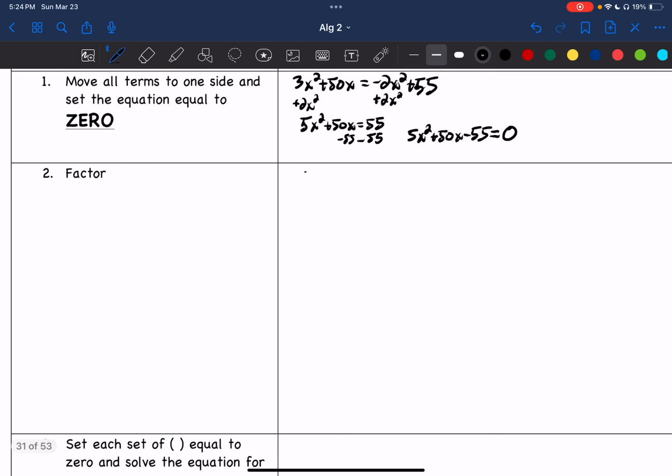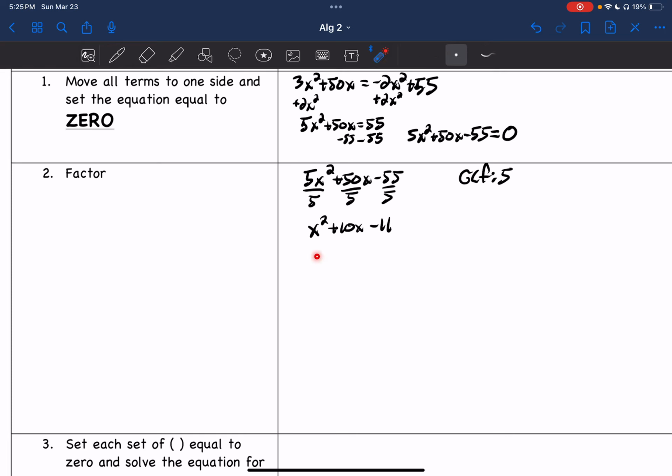So now we're going to want to factor our quadratic. We need 5x squared plus 50x minus 55. We first want to start by finding our GCF. In this case, that would be 5. And then we can divide each of the terms by 5 to give us x squared plus 10x minus 11.